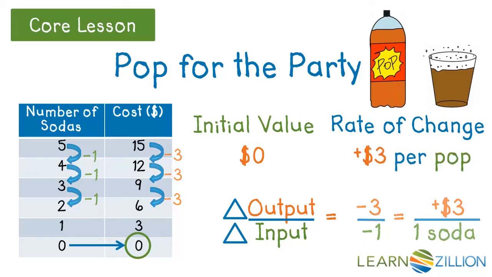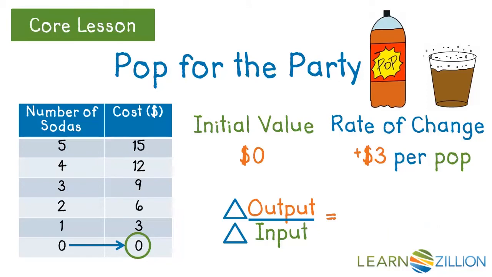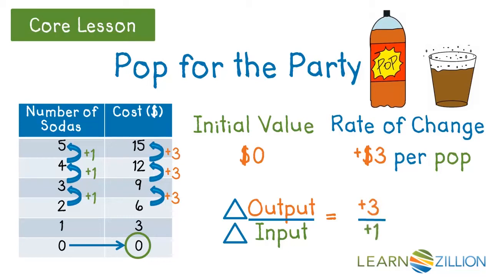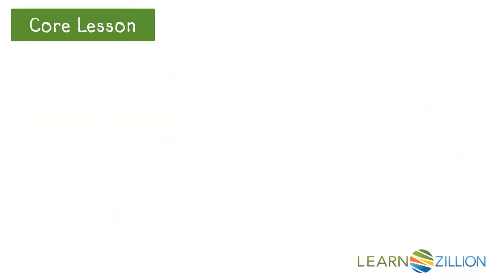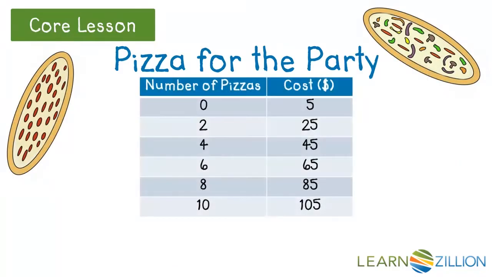If the negatives cause confusion, go the other direction. When the input increases 1, the output increases 3. This pattern continues, and the rate of change is 3 over 1. Remember, as long as the input and output both increase or both decrease, the rate of change is still positive. Positive $3 per pop. Let's make sure we get some food for the party.